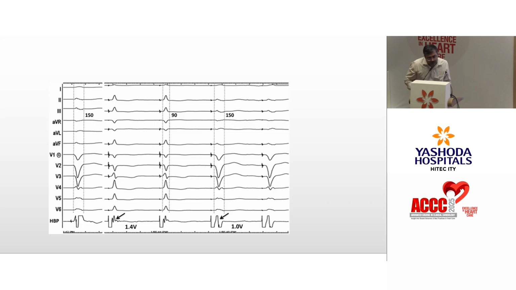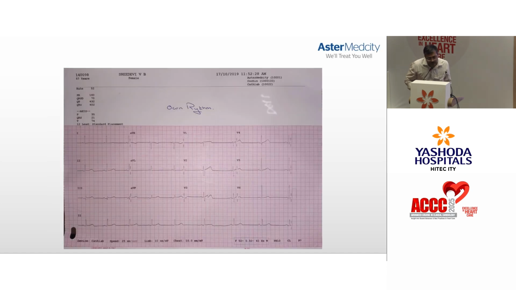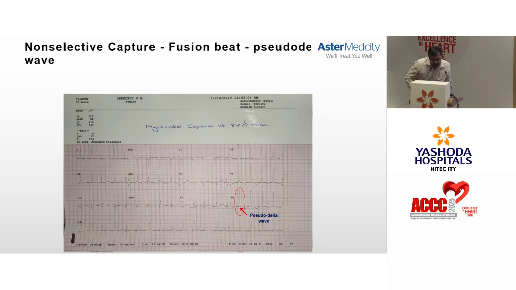In His bundle pacing, you try to get as close as possible to the distal His bundle. So the HV interval should be the shortest; you try to get to the shortest HV interval when you place the His bundle lead. This is one example of His bundle pacing, so own rhythm with a complete RBBB. And this is a myocardial.